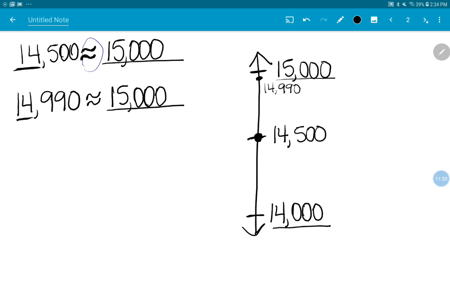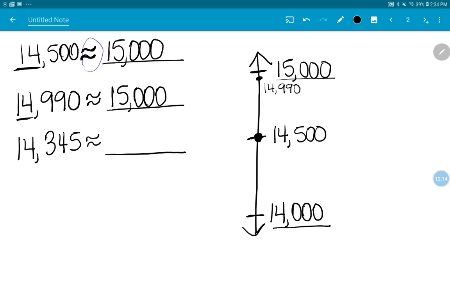All right, let's try another one with this same vertical number line. How about 14,345? Where would 14,345 go on this number line? Go ahead and put it on yours. Sky, where would 14,345 go? Under 14,500. All right, so it's between 14,000 and 14,500.